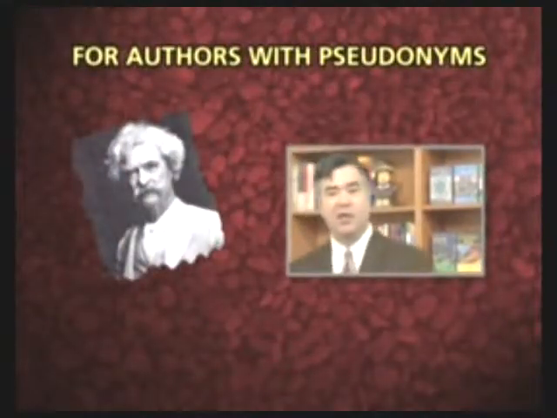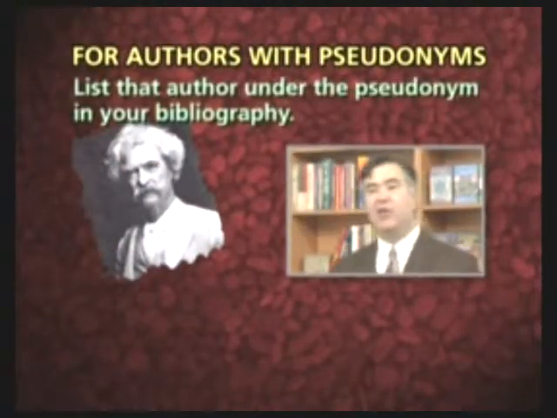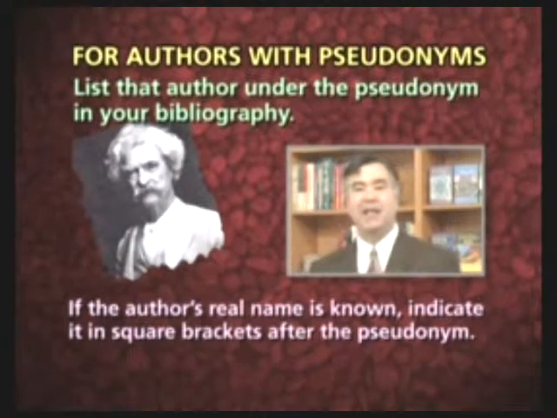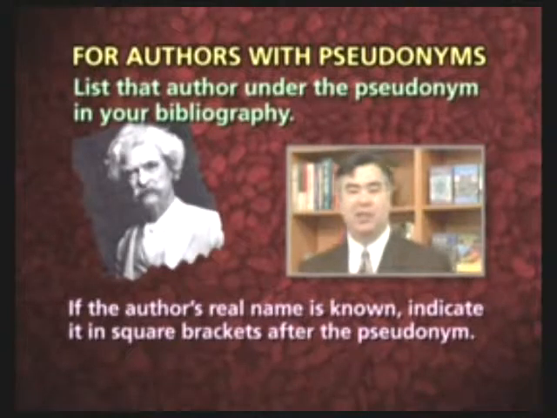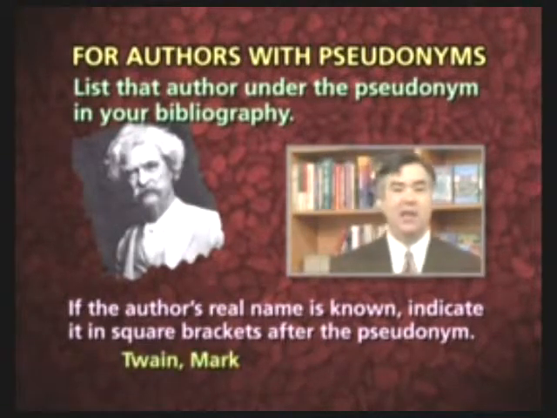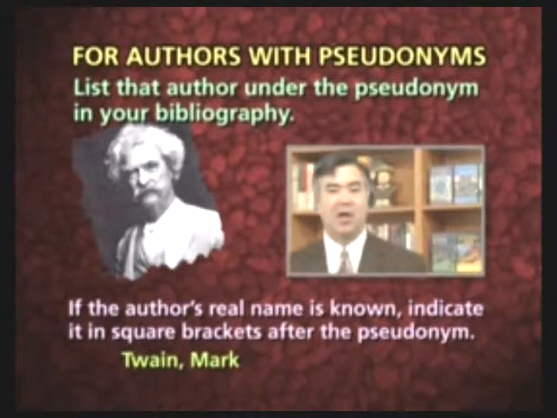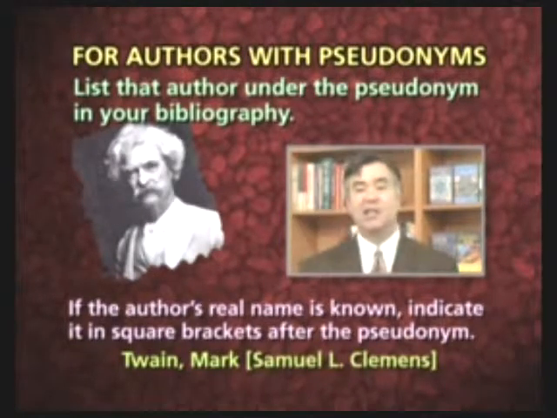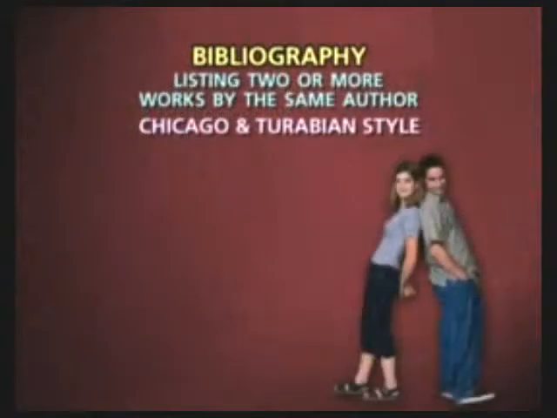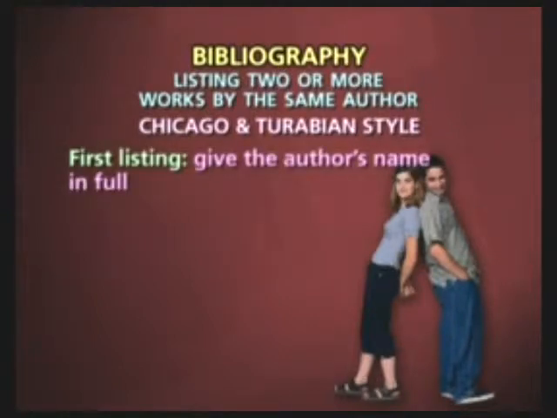Now, what if an author publishes his or her works under a pseudonym? Do you use the pseudonym or the real name? List that author under the pseudonym, and if the author's real name is known, indicate it in square brackets after the pseudonym. So if, for example, you had a bibliographic entry for Mark Twain, you would list him as Twain, comma Mark, and then in square brackets list his real name, Samuel L. Clemens.